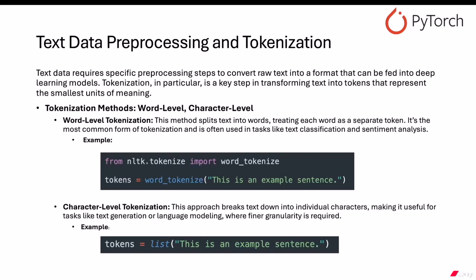Here is an example where I'm importing word tokenize from nltk.tokenize, and to the variable tokens I'm calling the word tokenize function and passing it "This is an example sentence." Character level tokenization. This approach breaks text down into individual characters, making it useful for tasks like text generation or language modeling where finer granularity is required. Example is creating a tokens variable and calling the list and passing it "This is an example sentence."